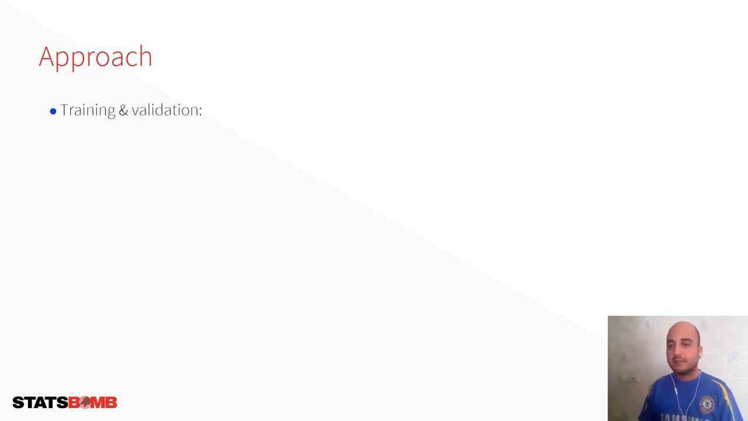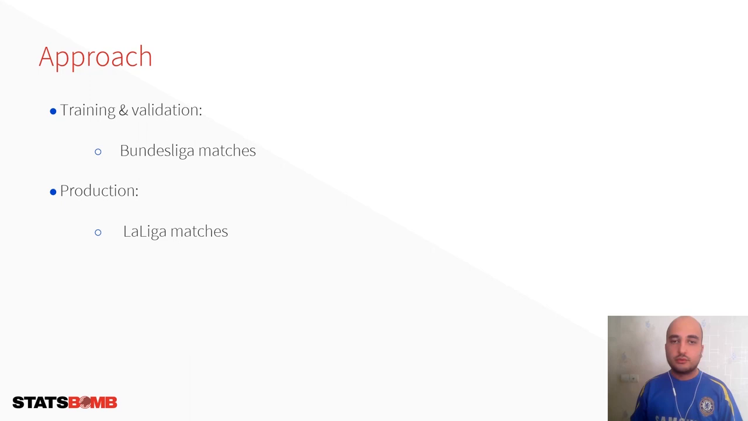For the training and validation purpose, to build our model and validate it, we are going to only focus on Bundesliga matches. And when we have our model ready, to highlight the applications, we are going to use La Liga matches. So in this way, we can make sure that there is really no data leakage issue, that we are not training, validating and using in production on the same data set.